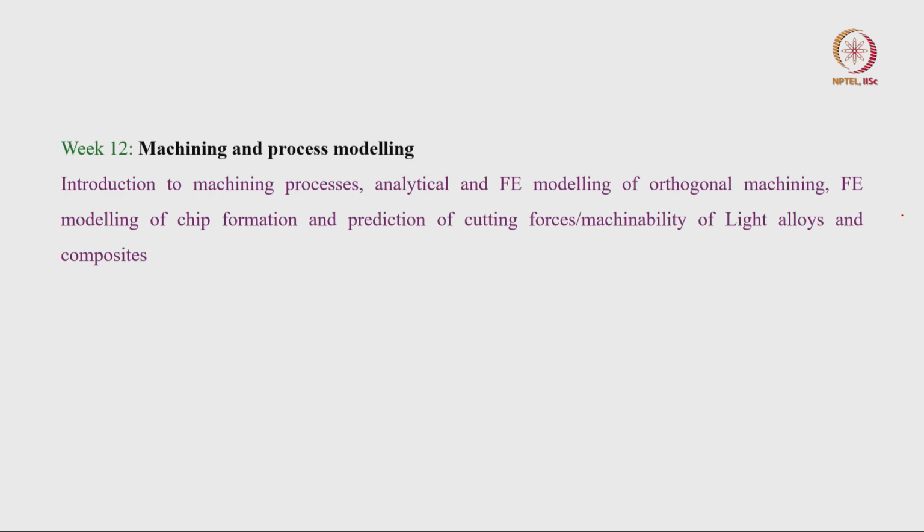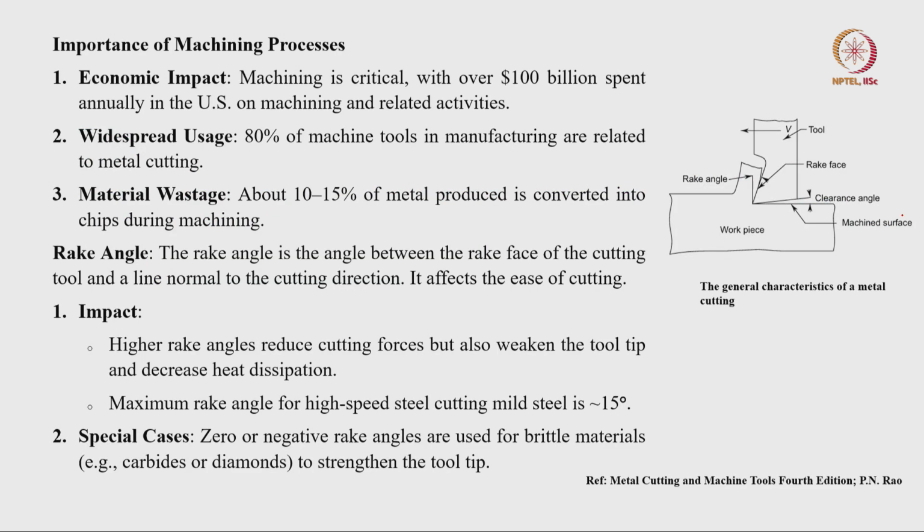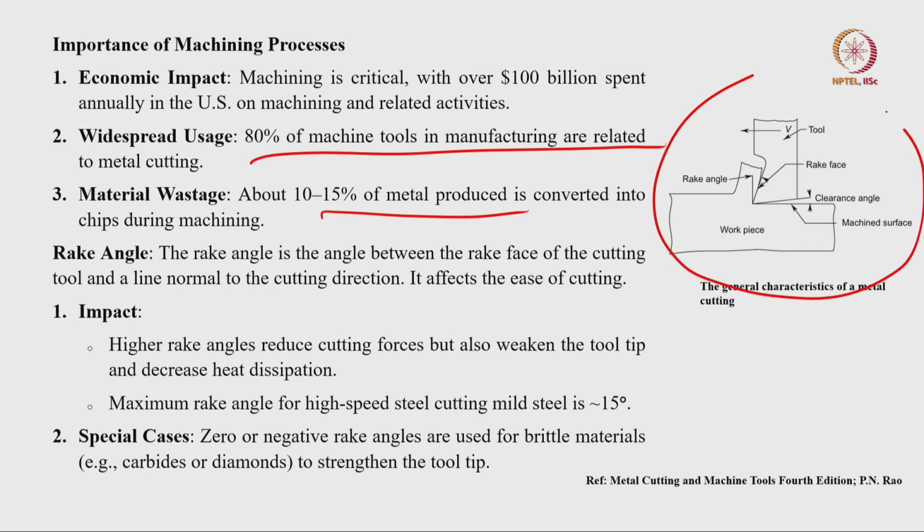Now we will discuss briefly about the machining and process modeling aspects. So machining is basically a critical process, because 80% of machine tools used in manufacturing are related to metal cutting, and it also leads to around 10 to 15% of metal produced being converted into chips during machining. So this is a typical machining setup, you can see. So this is a typical cutting tool. This is a typical example schematic, which shows the example of turning, where you see the rake angle.